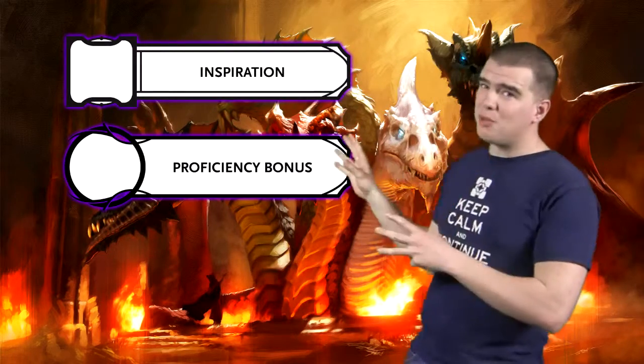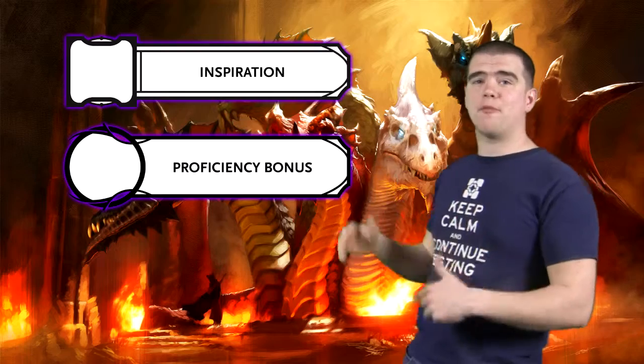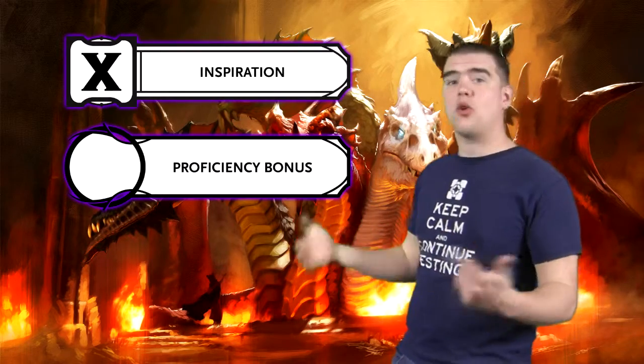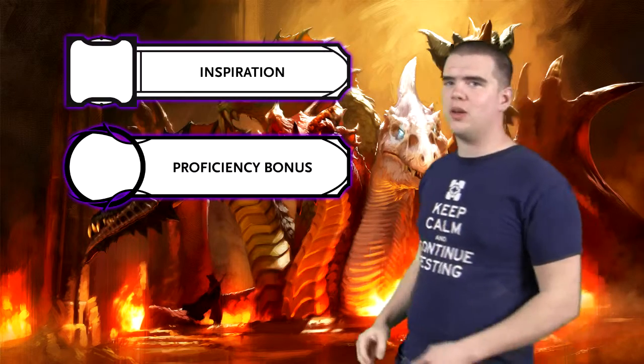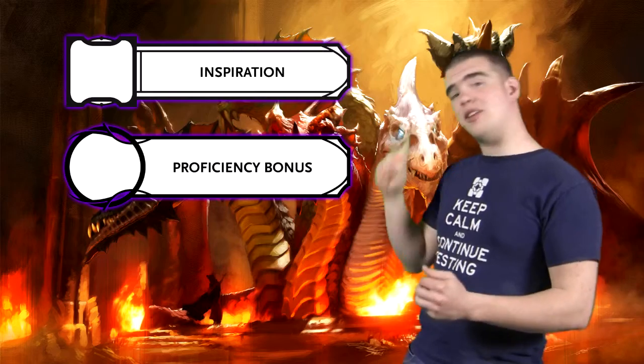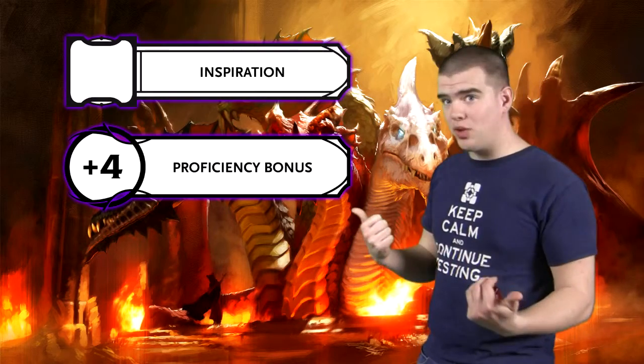Now, inspiration doesn't come up too often, but it's given out by the DM for role-playing your character particularly well, and it gives you advantage on an ability check or an attack roll that you make with your character. Proficiency bonus, on the other hand, is given out by your class. Most of the time it starts out as +2 and then goes up as you increase in level.